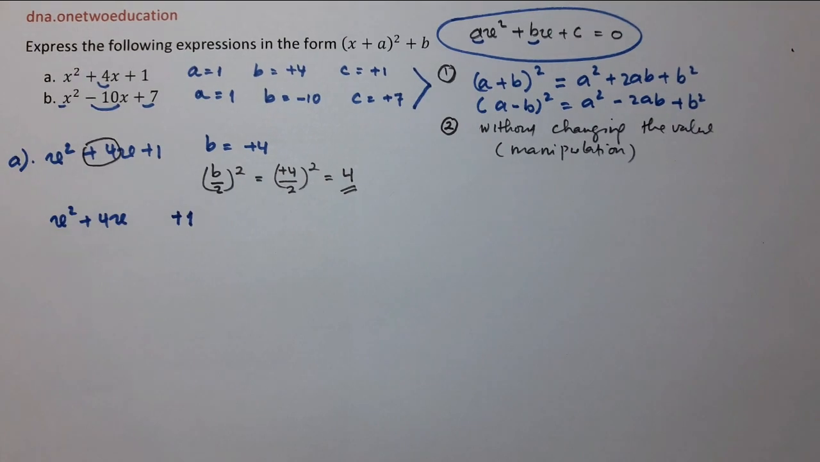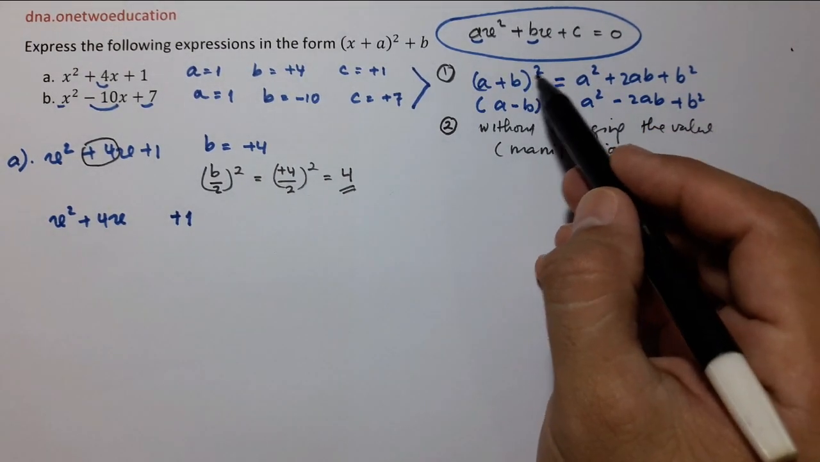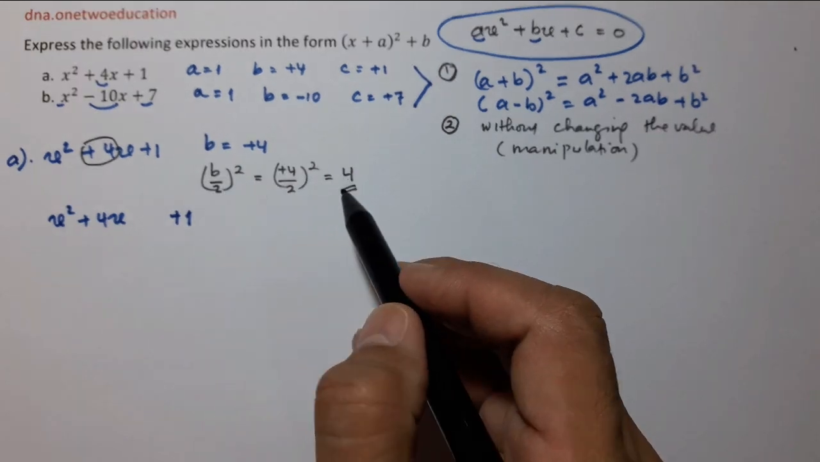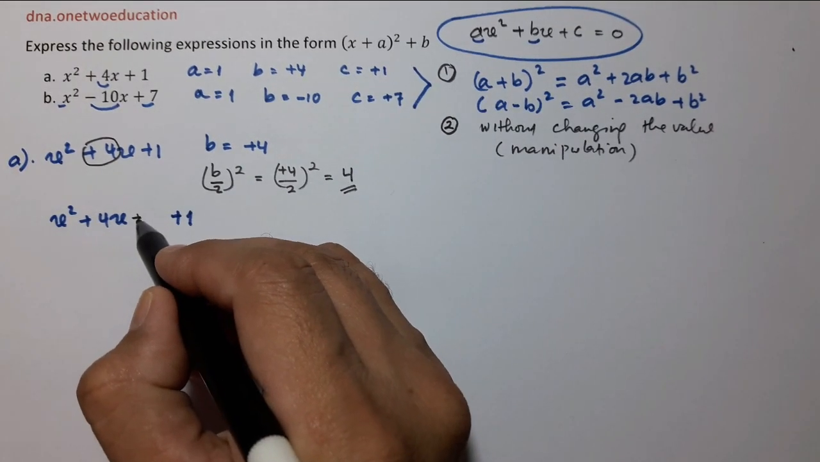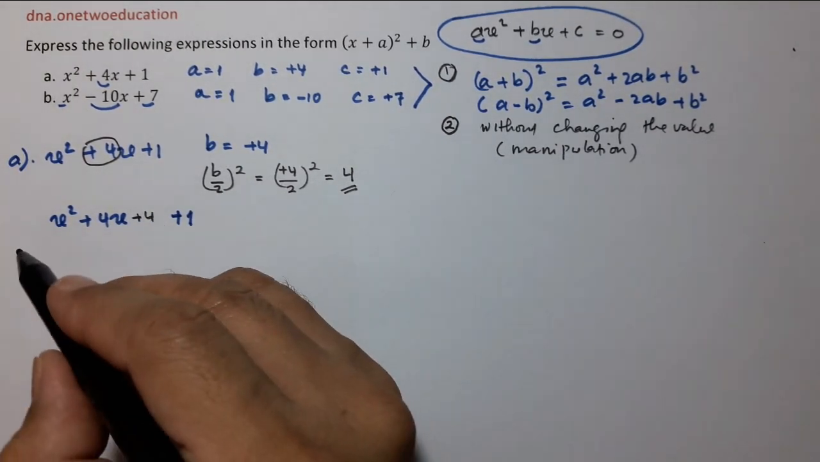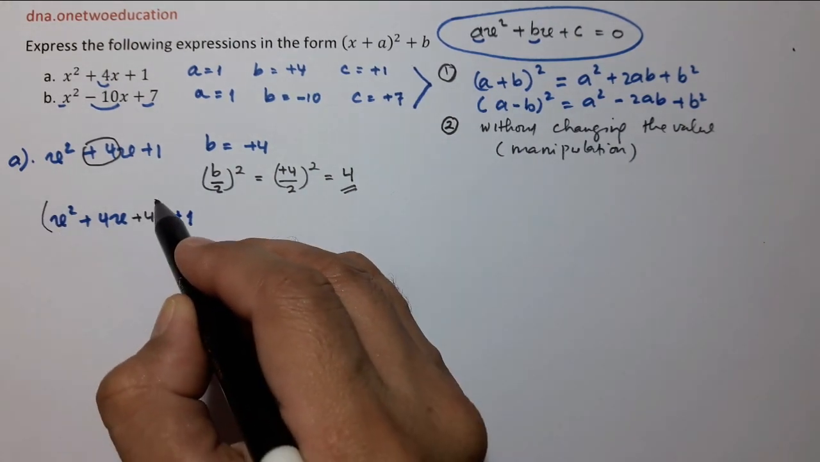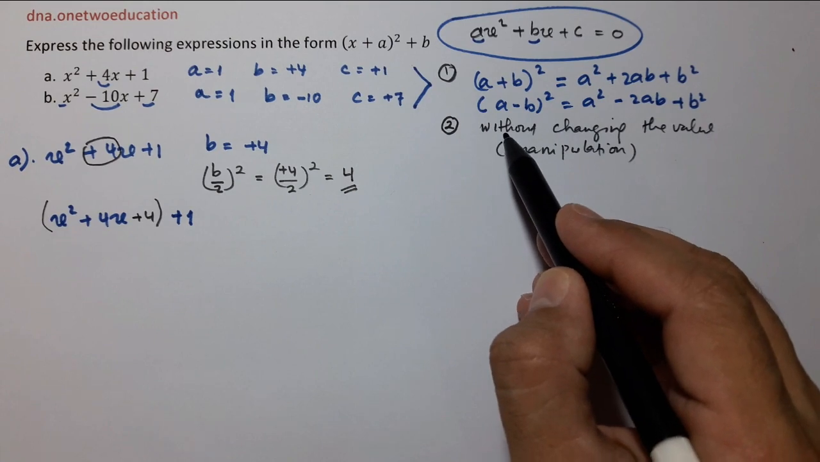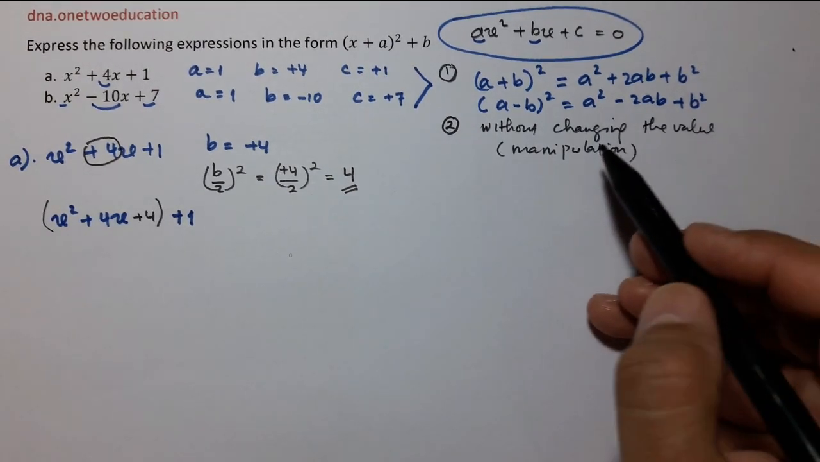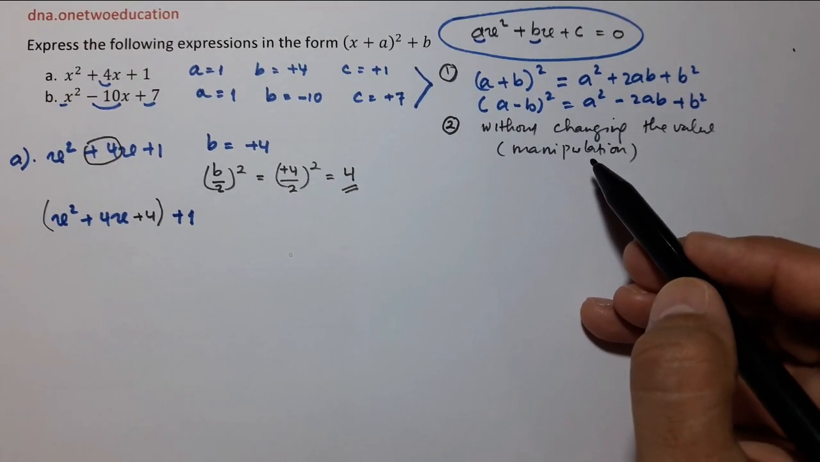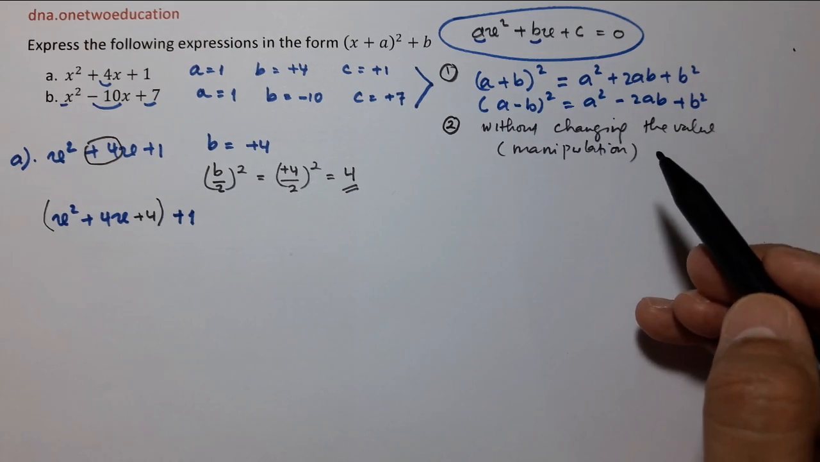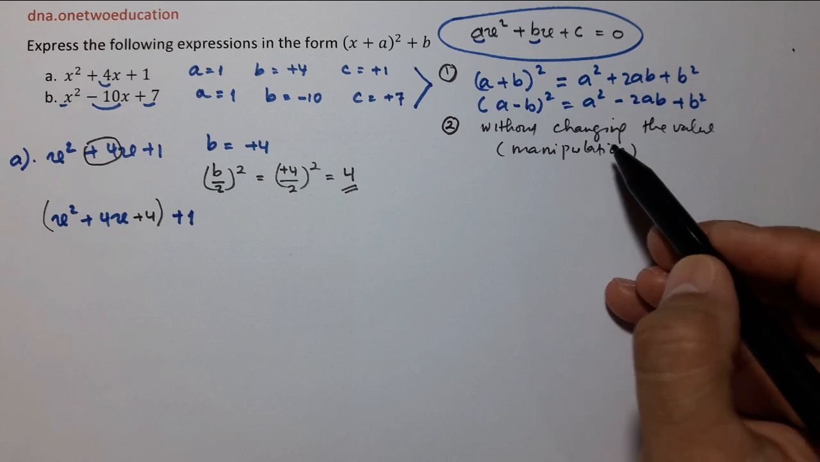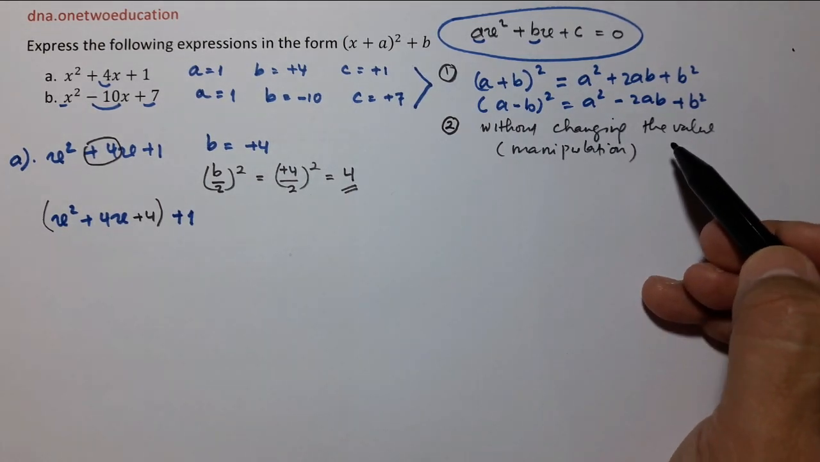The target is this formula. So (b/2) squared is 4. Just put here 4, and then put the bracket. And don't forget this one: manipulation of the quadratic expression. You can manipulate the quadratic expression without changing the value.